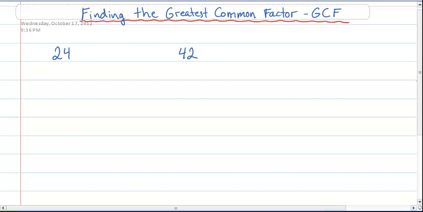One of the things we need to learn how to do in math is find the greatest common factor of a number. The other term that it's known as, just want to highlight this for you, is the GCF. Finding the GCF means what are the largest factors common to two numbers or any number of numbers. So right now we're looking at 24 and 42. We want to find the greatest common factor between those two.